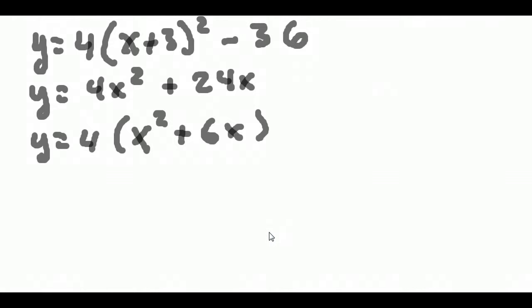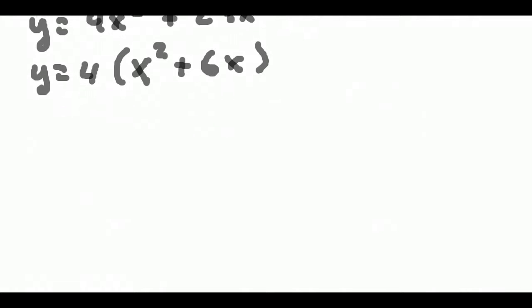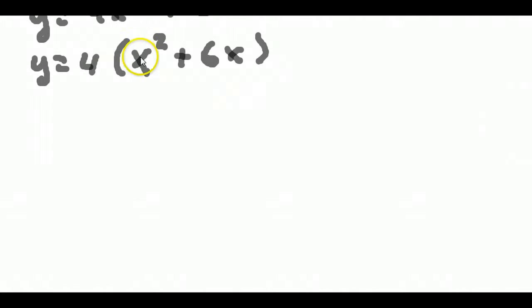And why is that? Oh, I pulled the 4 out of each term because we have 4x squared plus 24x, and 4 is a factor of both of those. Okay, so now the 4 is just going to hang out here. We're not going to do anything with the 4 for a little bit. But x squared plus 6x, let's look at that piece.